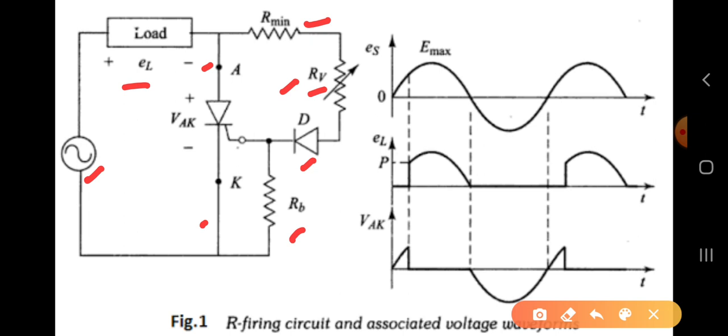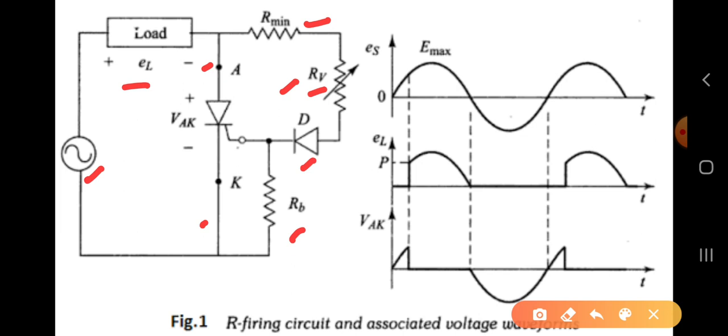Angles means 0 degree, 60 degree, 70 degree, 90 degree, 120 degree, 180 degree. Because the waveform occurs at all these angles, wherever you want, at whatever angle, you can trigger at that angle and you will get the waveform. So here the triggering angle is going to be changed by using this resistor.